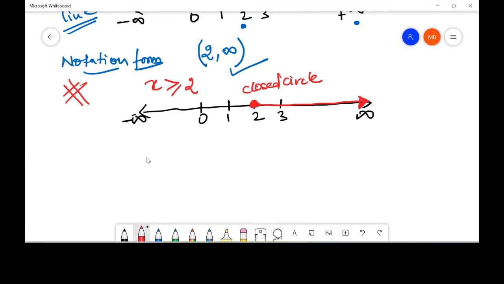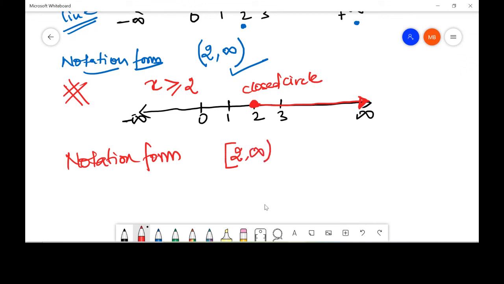Let's see. The notation form of x greater than or equal to 2 would be, since we are including 2, and in the previous case 2 was not included, in this case 2 is included because x is greater than or equal to 2. So we'll use a square bracket. And as in the previous case, with infinity we always use parentheses.